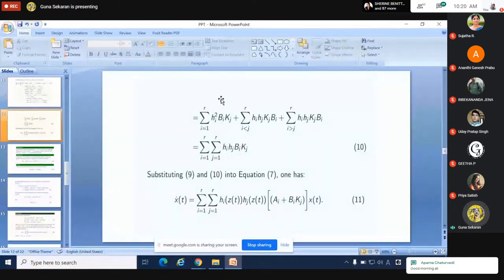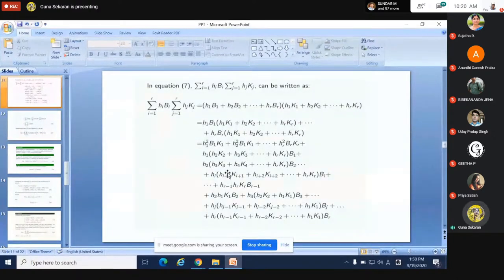And then finally, one side is h_i square, and the other side is different, for h_i and h_j, because i ranges 1 and j ranges, where i is less than j. That means here i less than j. Where? B_i here. This is different here.